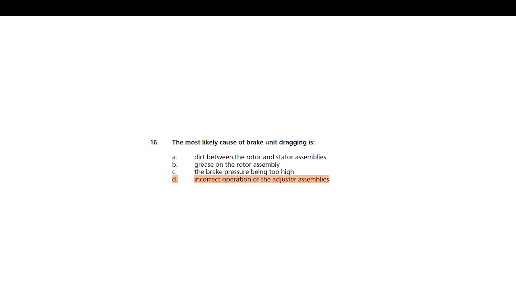The most likely cause of brake unit dragging is D. Incorrect operation of the adjuster assemblies.